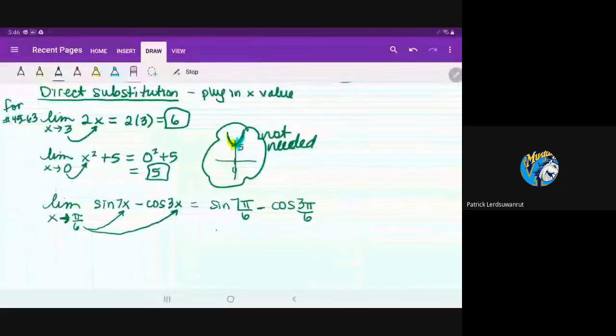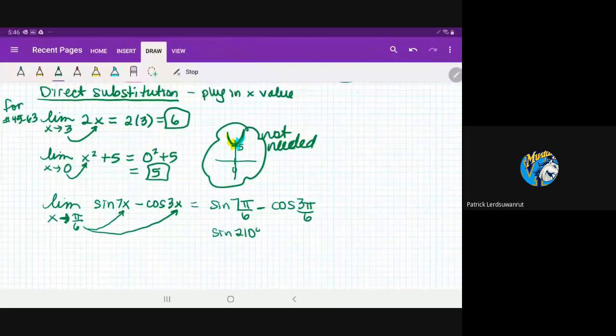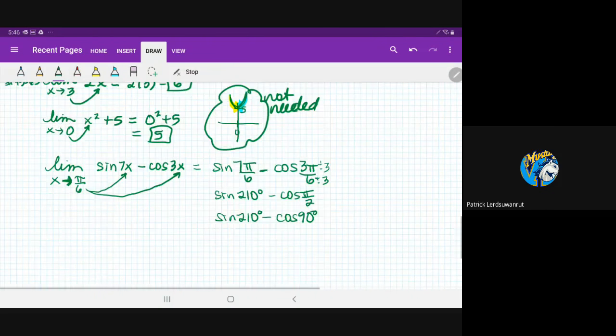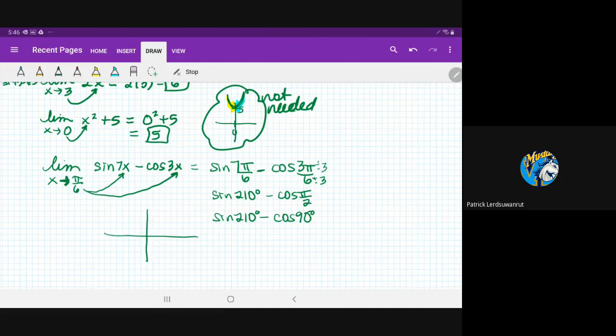Okay, so I like to do degrees. So to me, that's 210. And this is cosine of pi over 2 if I reduce, right? Divided by 3, divided by 3. So that's the cosine of 90. And then we have to remember how to do these. So different people do them different ways. I don't use the unit circle. I use a triangle. So 210 is over here.